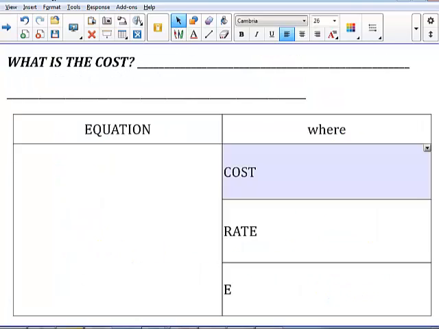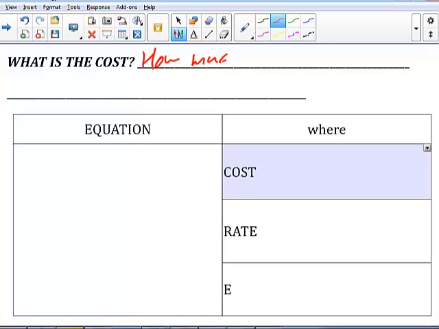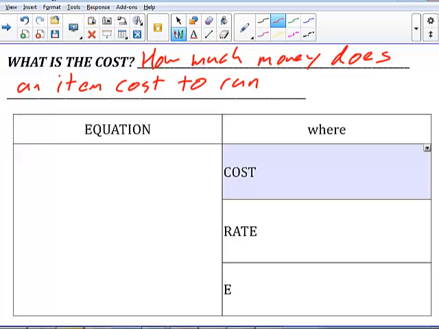Now the last equation we're going to work with here is talking about the cost. So simply cost is how much money does an item cost to run. So our equation in this case is cost is equal to energy times the rate of electricity.